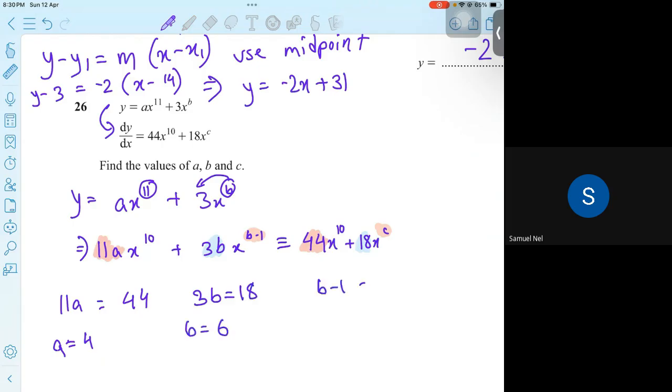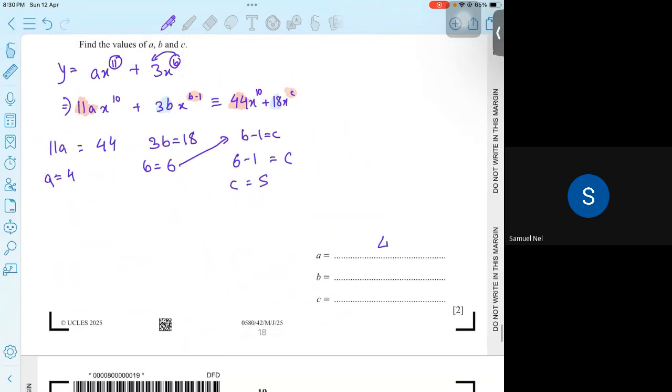And then b -1 equals c. I just got b. So 6 minus 1 equals c, c is equal to 5. So I have my three answers. This is 4, this is 6, this is 5. Are you all okay with this?